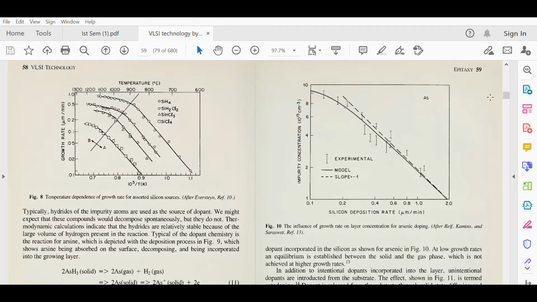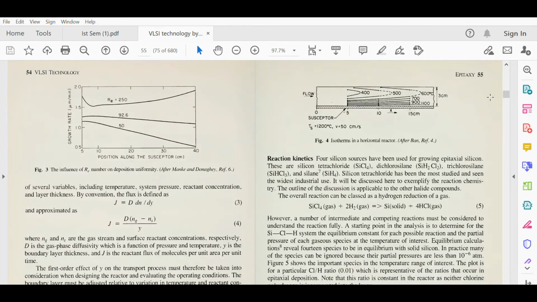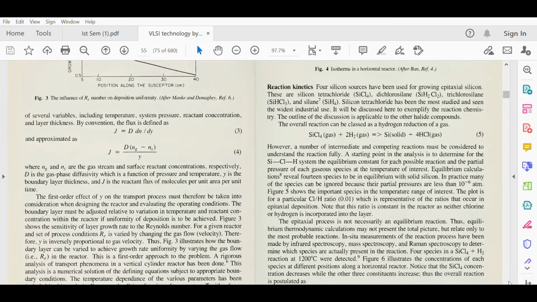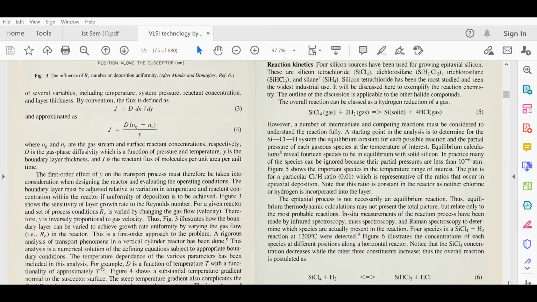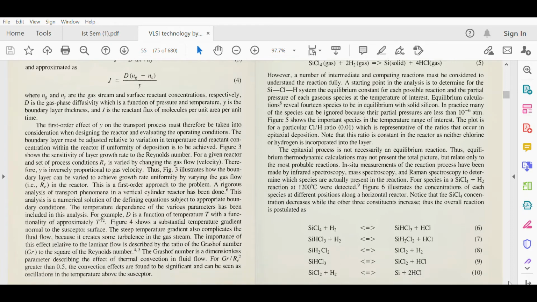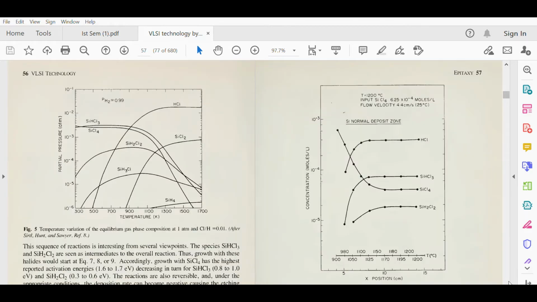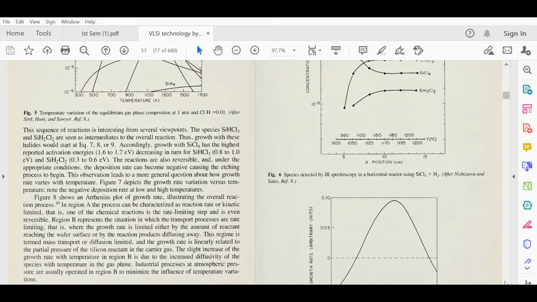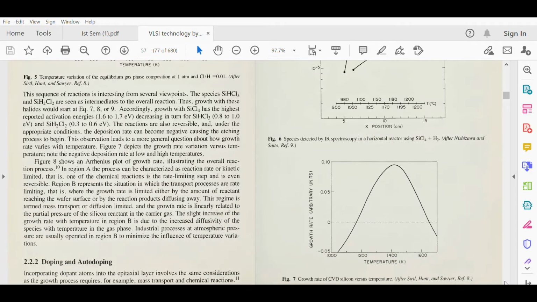Again, I am saying that these pictures are not of so much importance. You cannot remember every next figure. So always remember those figures which are very important. Like in this particular discussion, the only figure which is most appropriate and most important is figure 7. Otherwise, you need to remember only the equations that we discussed. So this is all about the reaction kinetics.